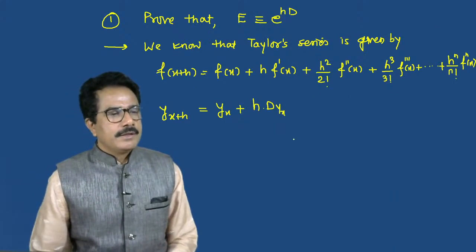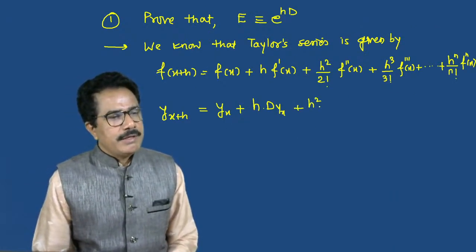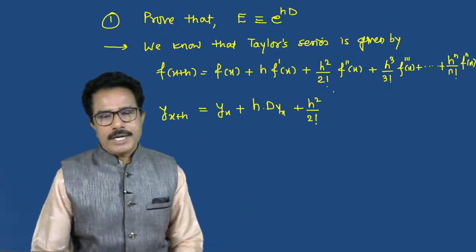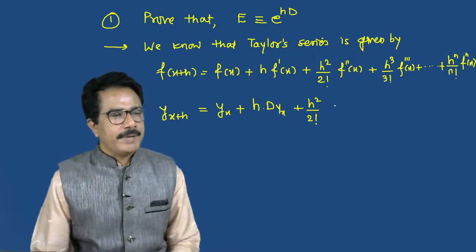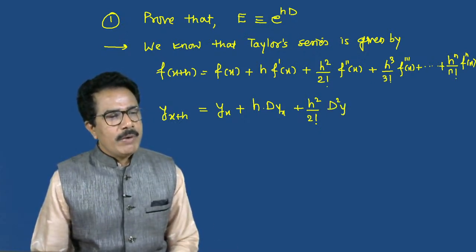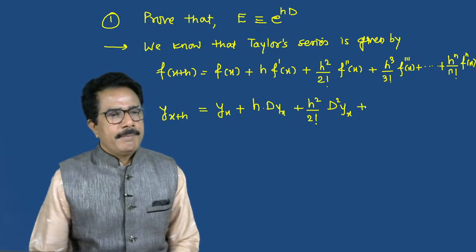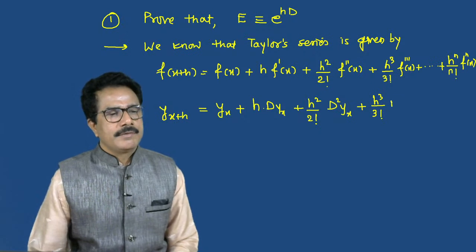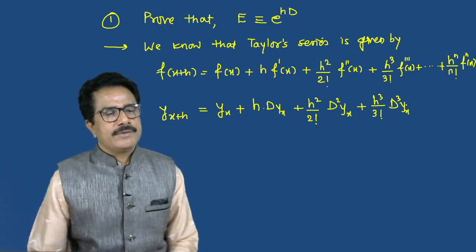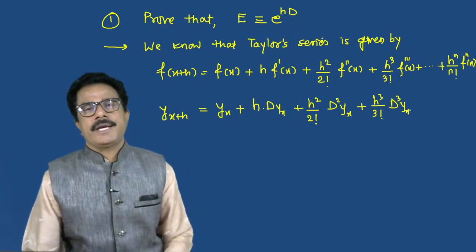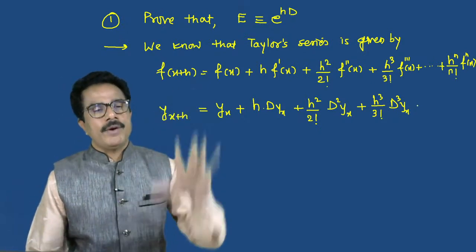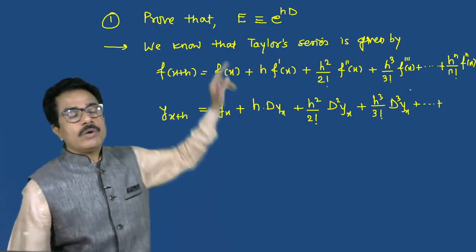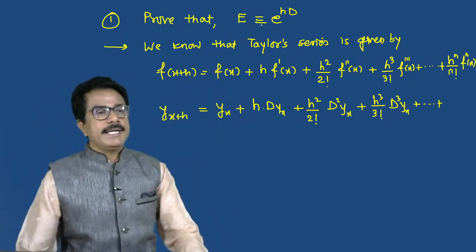Plus h square upon 2 factorial f double dash of x. How to write this f double dash of x? F double dash of x means d2y/dx2, plus f triple dash of x h cube divided by 3 factorial d cube y/dx, derivative of y with respect to x. Here the notation is in the form of D. Derivative can be expressed in the form of D because we have to write the relation between E and delta.